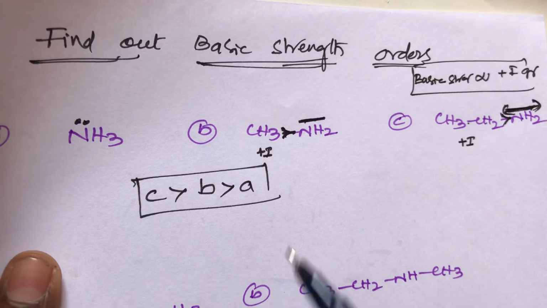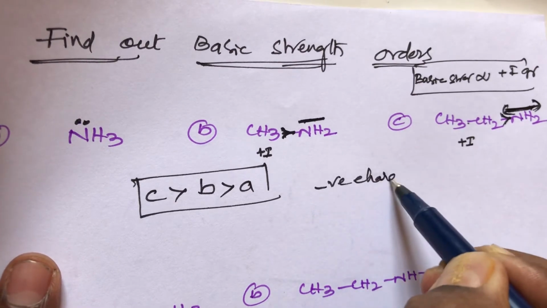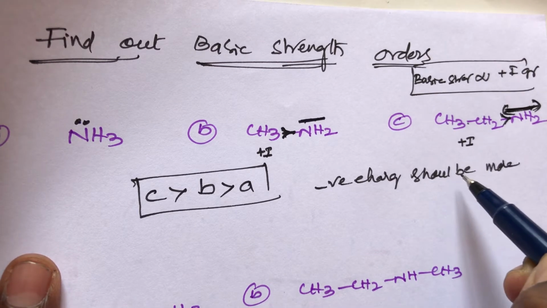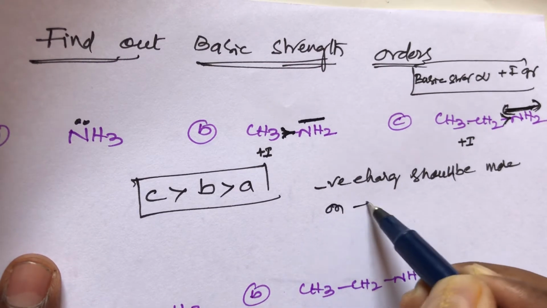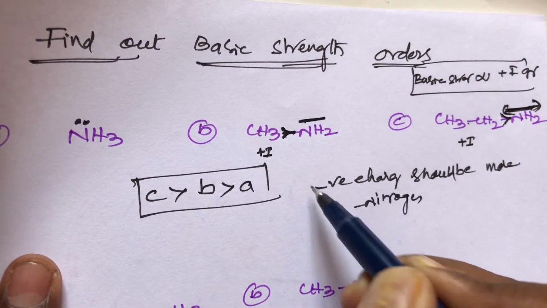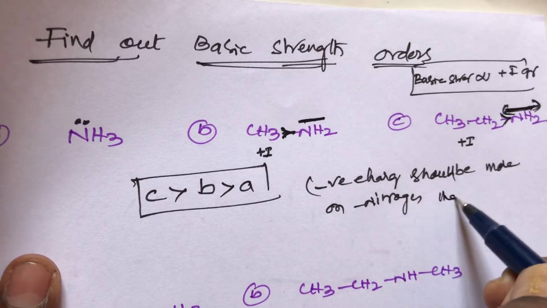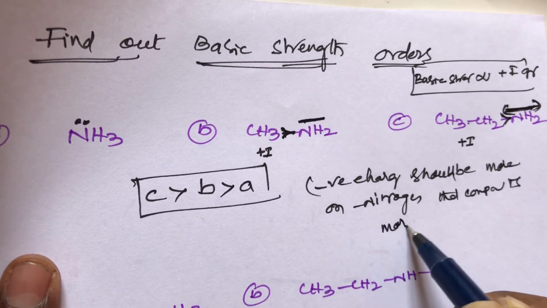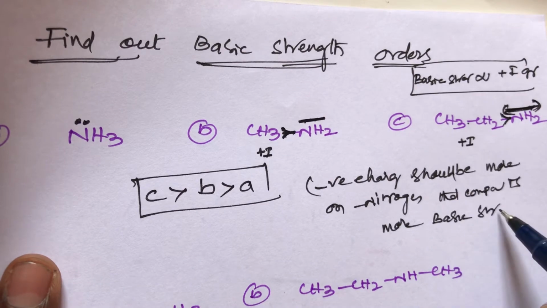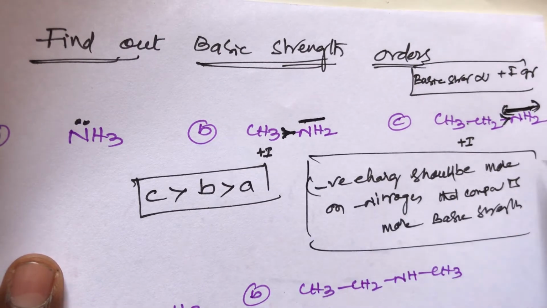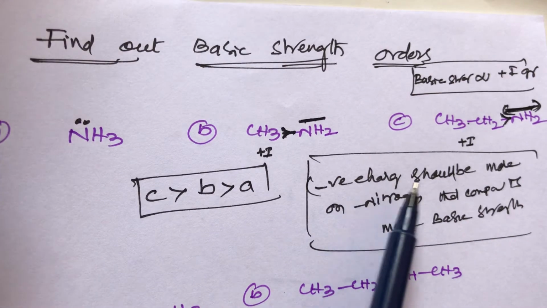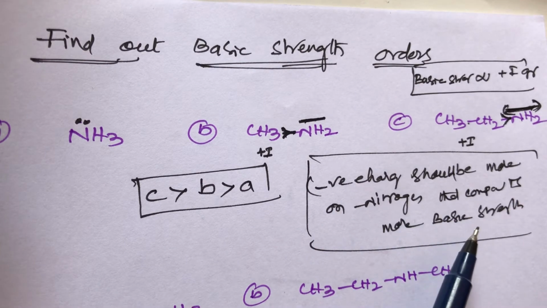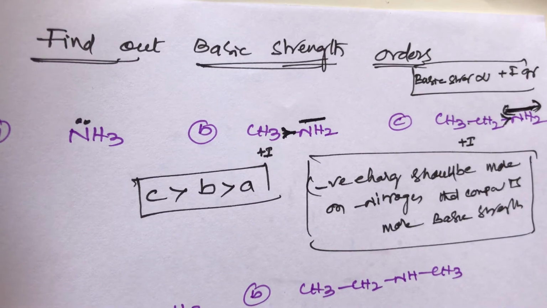And once again our condition here: negative charge should be more on nitrogen. That compound has more basic strength. This is the simple point. Negative charge means density should be more. Negative charge or density should be more on nitrogen. That compound always has more basic strength, and stability also more.